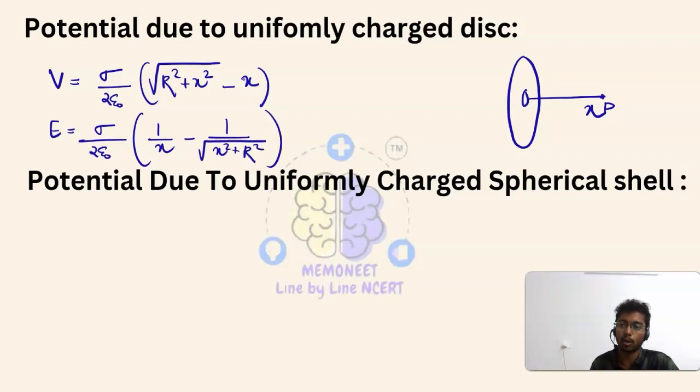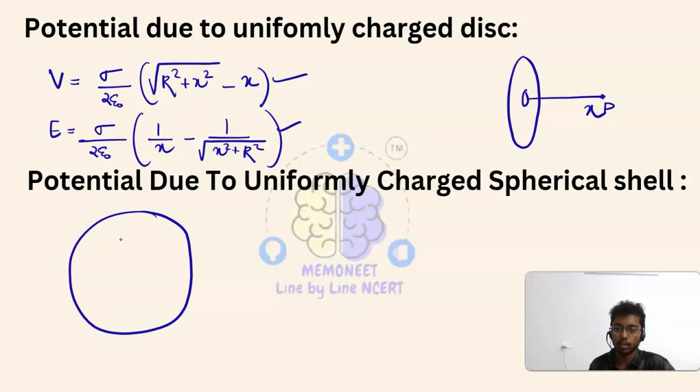Okay, this is the formula for the electric field, and this is the formula for the potential for the uniformly charged disk. Potential due to a uniformly charged spherical shell. We have the spherical shell here, of radius capital R, and we have the charge present at the surface of the shell.